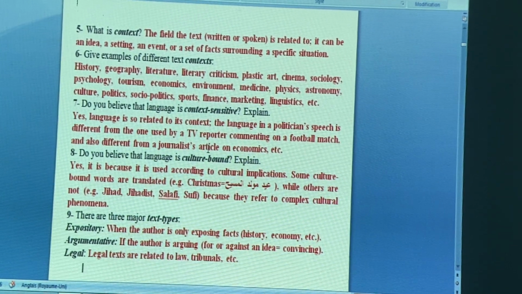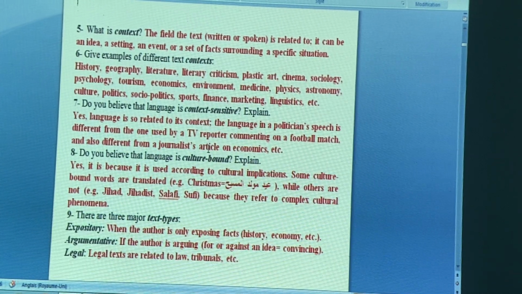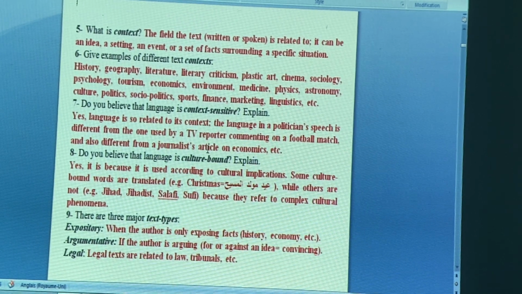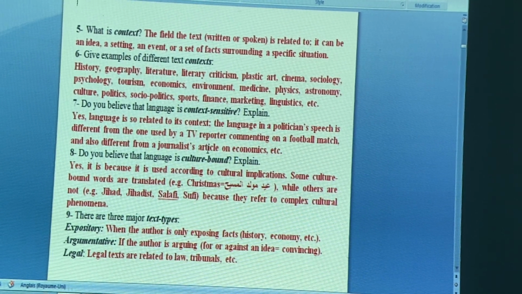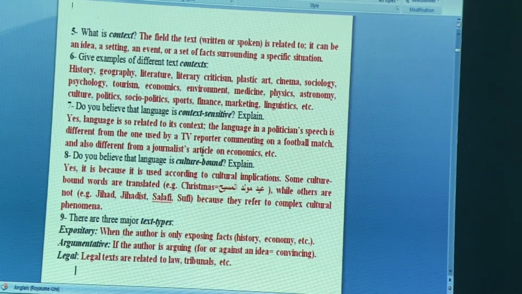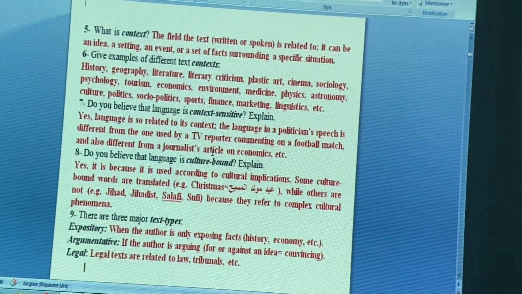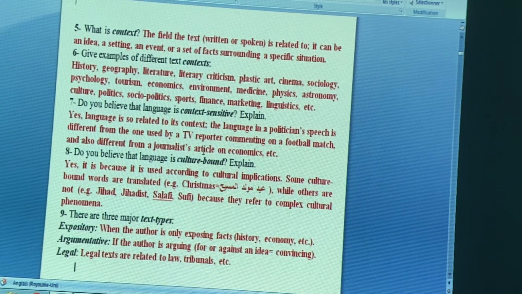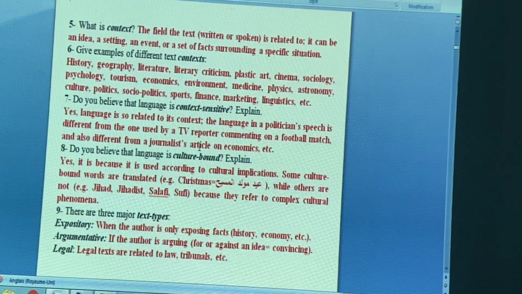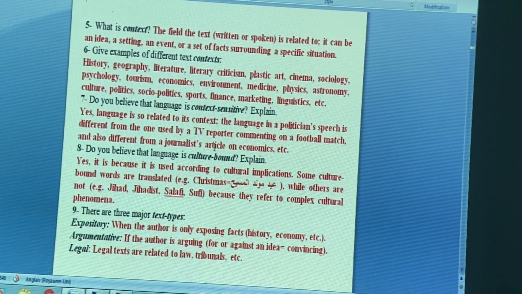Do you believe that language is culture bound? Yes, it is, because it is used according to cultural implications. There are so many types of culture bound words, some of which are translated, like the word Christmas. So Christmas is not the end of the year, but it is Eid Mawlid al-Masih. While others are not translated, like for instance jihad, jihadist, Salafi, Sufi, because they refer to complex cultural phenomena. So they are kept as such in the other languages.